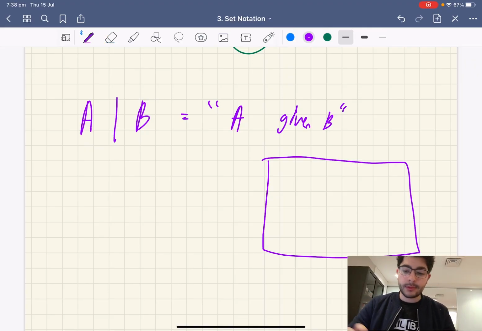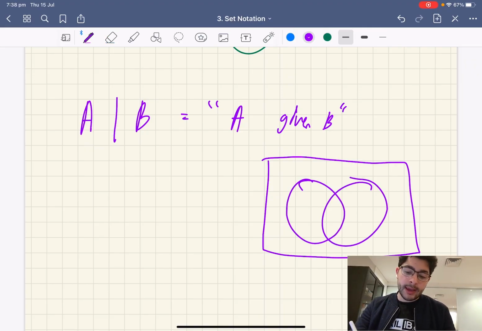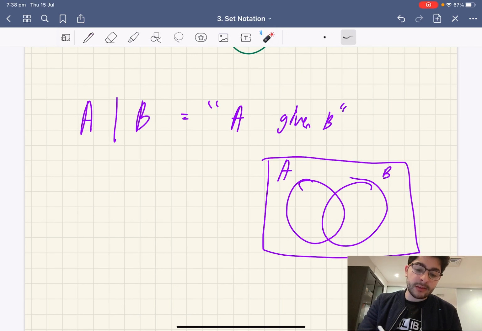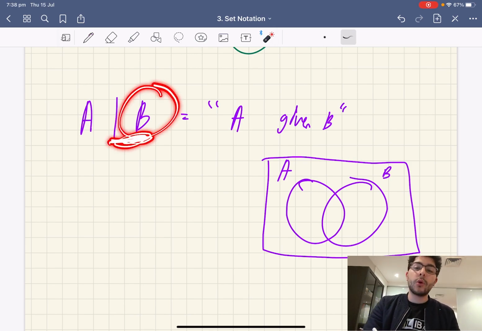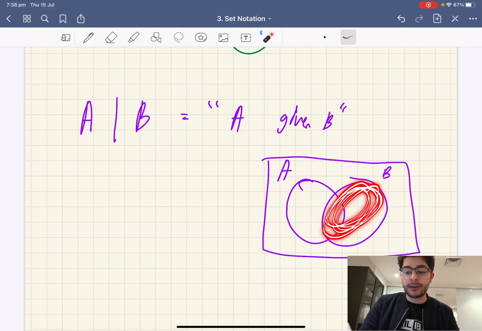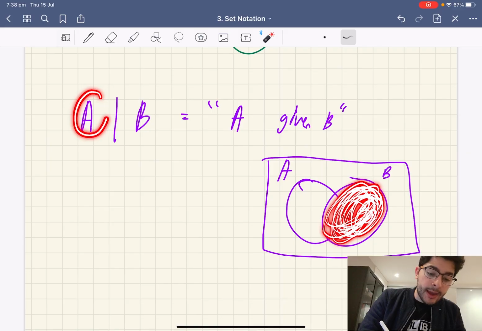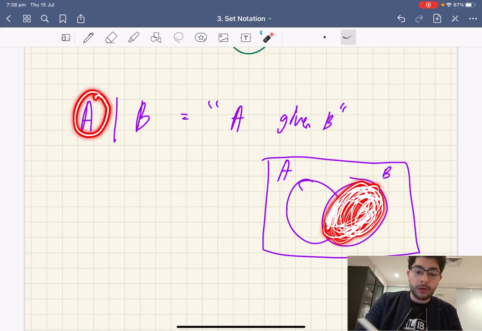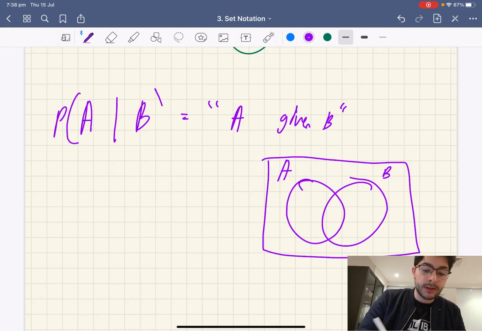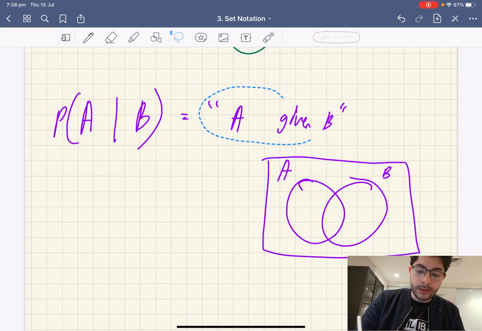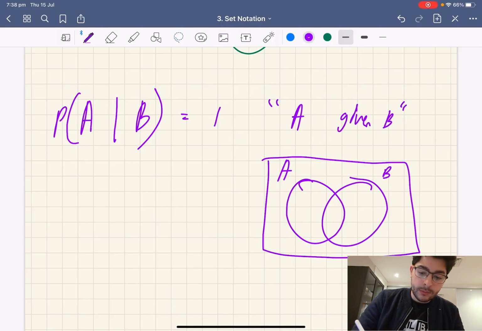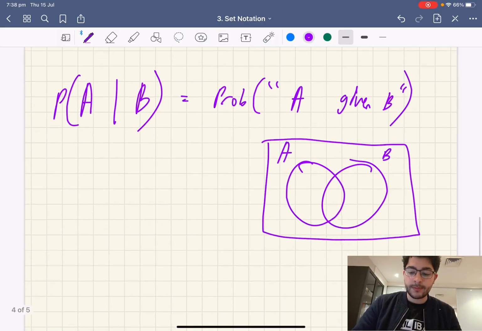A bit like this. If I had a Venn diagram with A and B, what this is saying is given B. So we know that B happens already. So if B's already happened, we know we are just looking at inside here. And then A, we want to look at the probability of A happening. In terms of probability, it's the probability of A given B. So I'm going to also write that as probability of A given B.